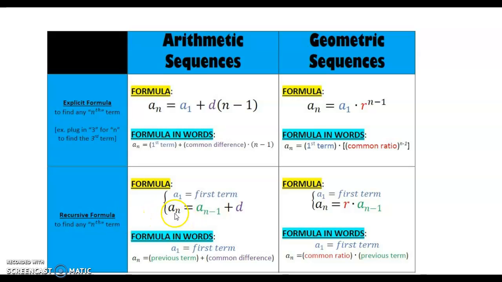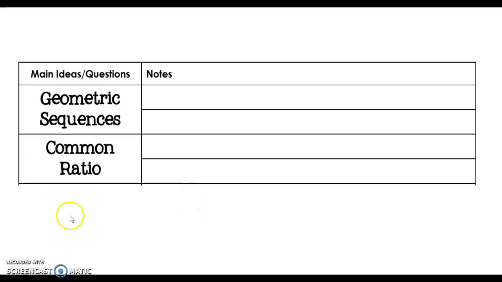The recursive formula is a sub n equals a sub n minus 1 plus d, where d again is the common difference. And for the recursive formula, you have to tell us both things. What's the first term, and then how do we progress? For geometric sequences, it's a sub 1 times the ratio, because we're multiplying here, to the n minus 1 power. Again, a sub n is the term number, a sub 1 is the first term, r is the common ratio. All right, let's move on to the next slide.